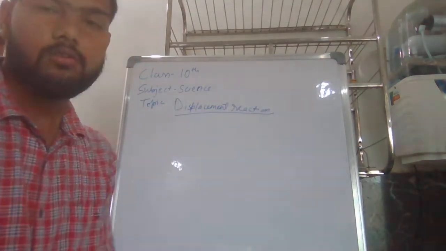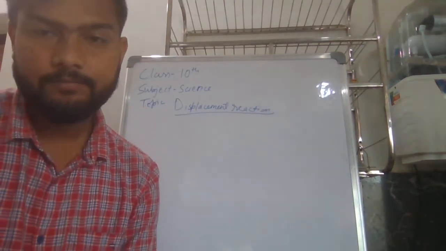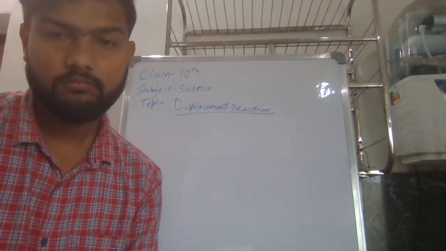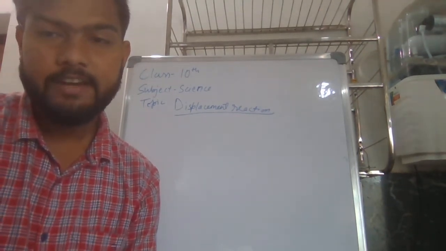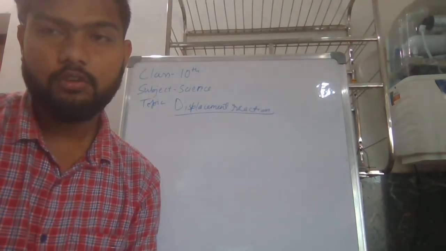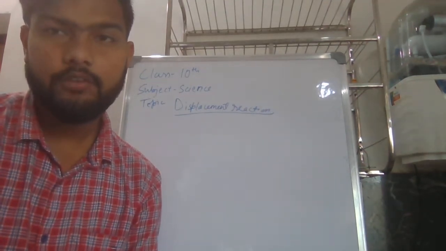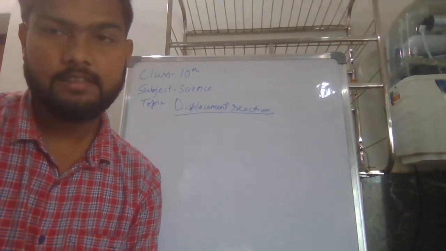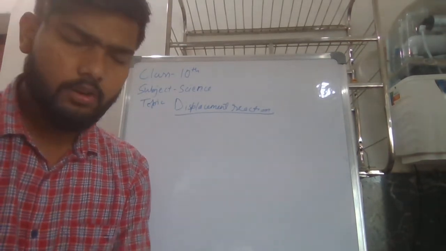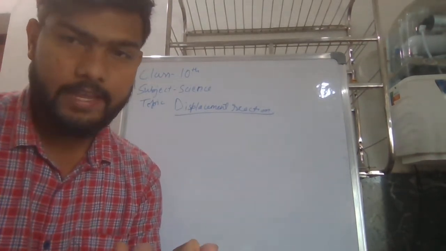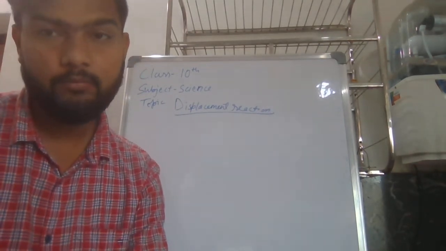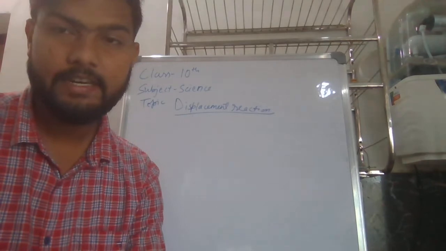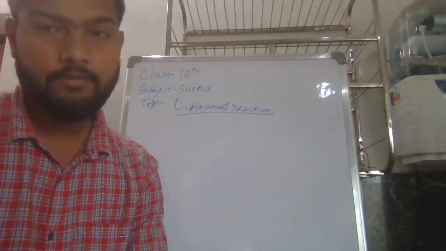Now tell me, students, you have to define a displacement reaction in your own words. Some of you are saying it is defined as a chemical reaction in which a more reactive element displaces a less reactive element from its compound.